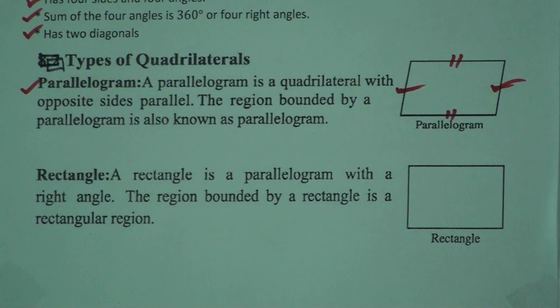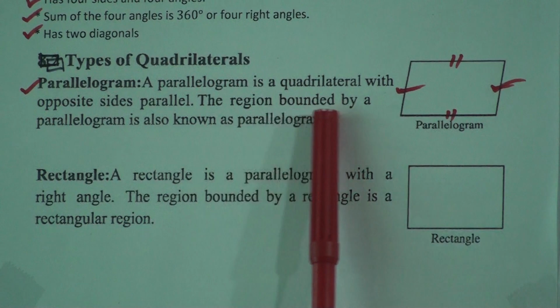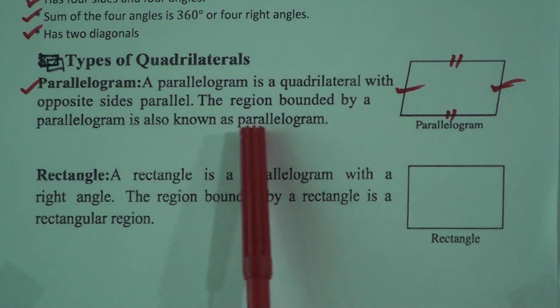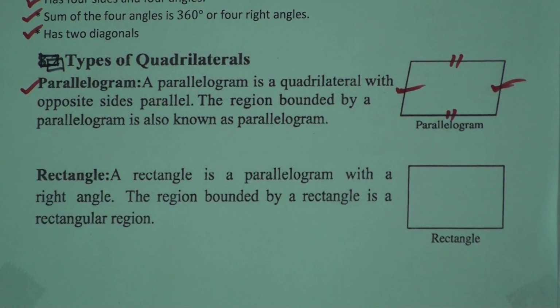So we can say the definition of parallelogram in another way, that is, a quadrilateral having 2 pairs of opposite parallel sides is known as a parallelogram. The region bounded by a parallelogram is known as a parallelogram region.